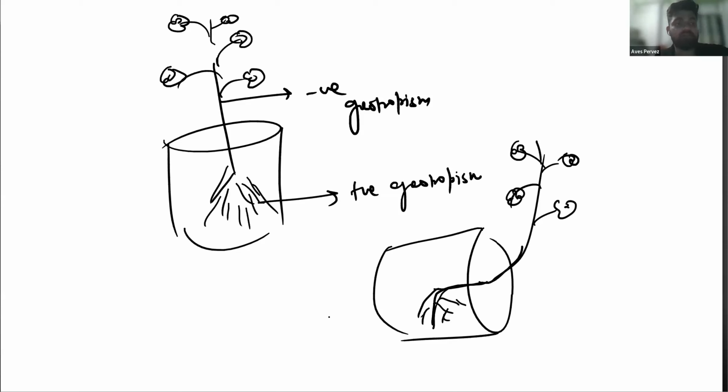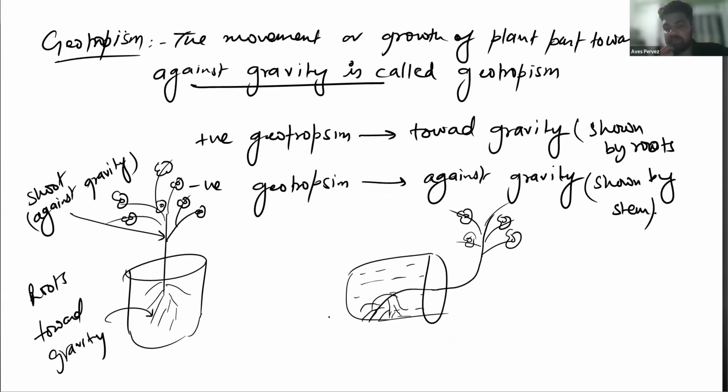So the roots will grow towards gravity, but the shoot will grow against gravity. That is the rule, because the auxin or the apical meristematic tissue is just at the tip, so it will move just against gravity, and there are some other causes also.